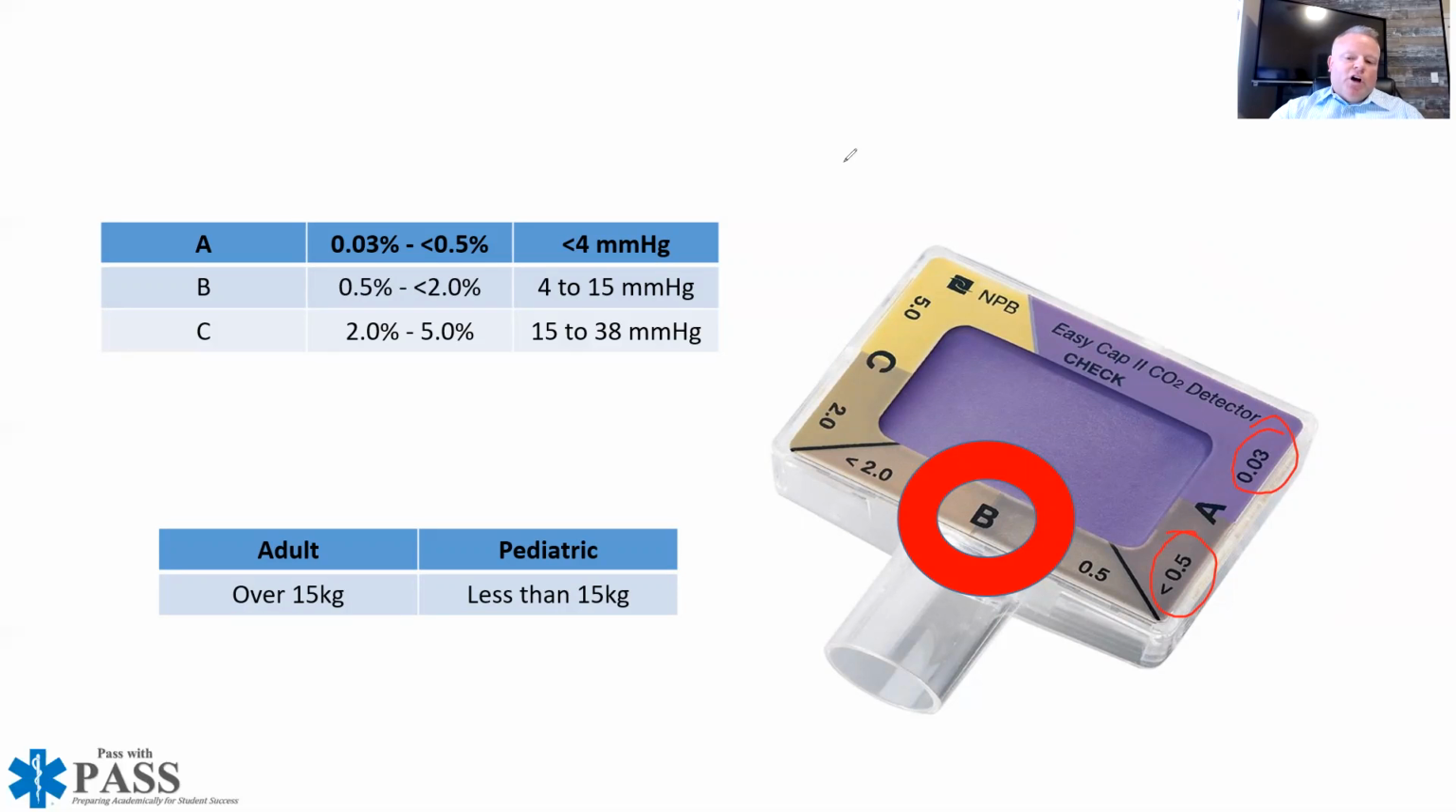Well, what does that mean? So if I put this on and it stayed this color right here, what would that tell me? It would tell me that the patient has a reading of somewhere between 0.03 and less than 0.5. But what you guys need to know is that equates to this number, the less than 4, and that is ETCO2, end-tidal CO2. So purple, not good, because we know that they have an end-tidal CO2 reading of less than 4.